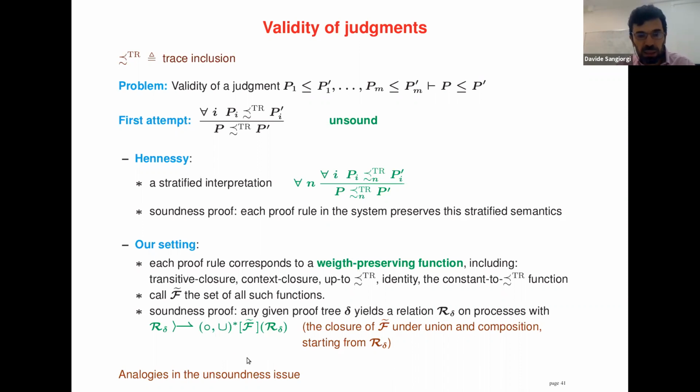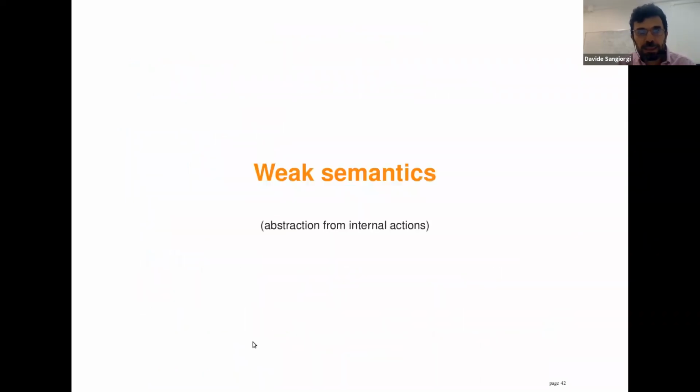So it's this closure. Overall, the proof is not particularly simpler than Hennessy's proof, but I find it interesting because it's another way of reading Hennessy's proof, which is in my opinion a rather non-standard proof. And also, I like it because it has this rather sophisticated combination of enhancements. So I'm fully exploiting the compositionality property of this algebra of weight preserving functions that I've developed.